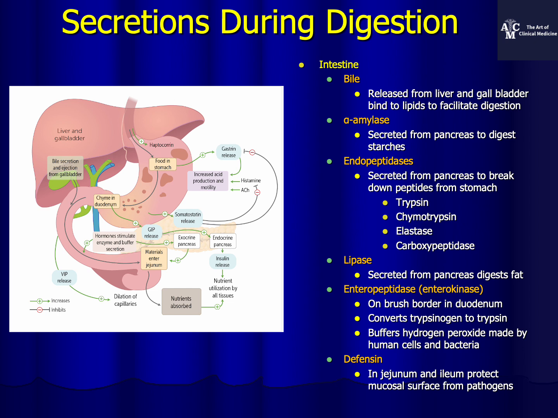Also, endopeptidases are involved in breaking down these peptides from the stomach. Lipase, as mentioned previously, also helps with fat absorption and digestion. And then we also have here the enteropeptidases that are in the brush border in the duodenum, which convert trypsinogen to trypsin, and buffers the hydrogen peroxide made by human cells and bacteria.